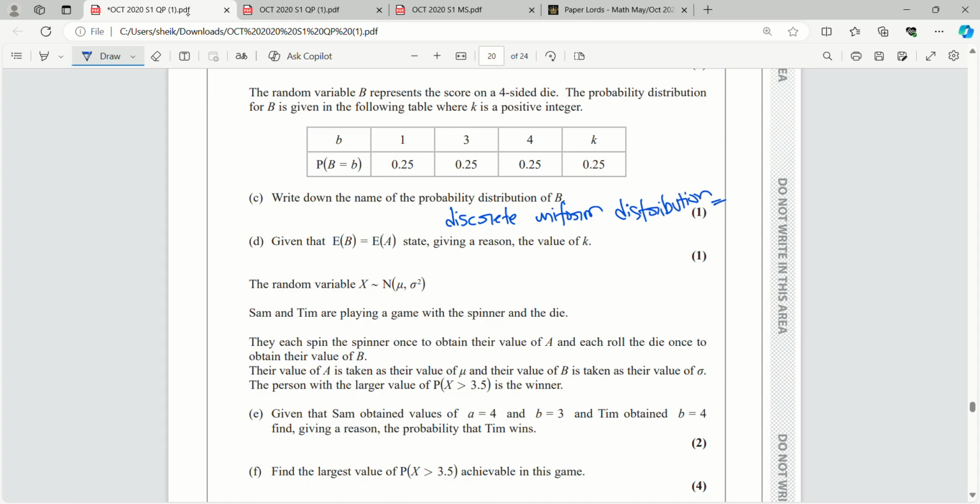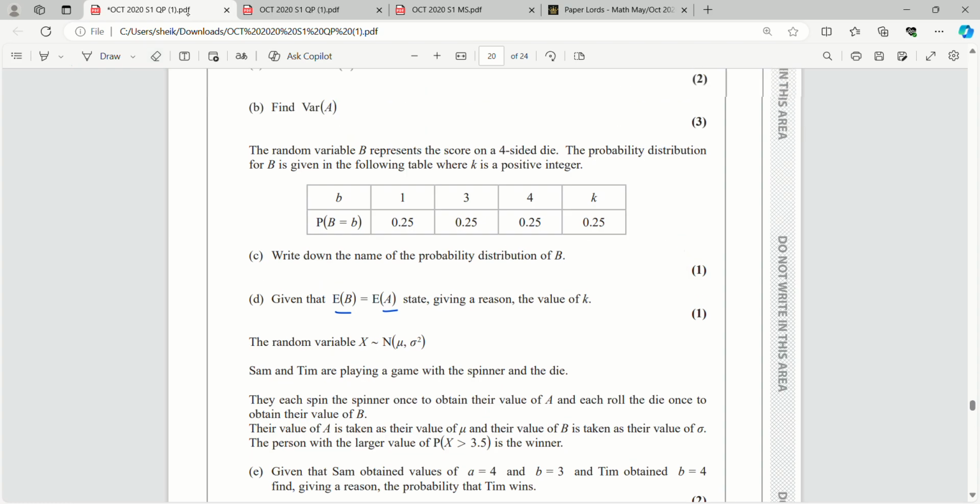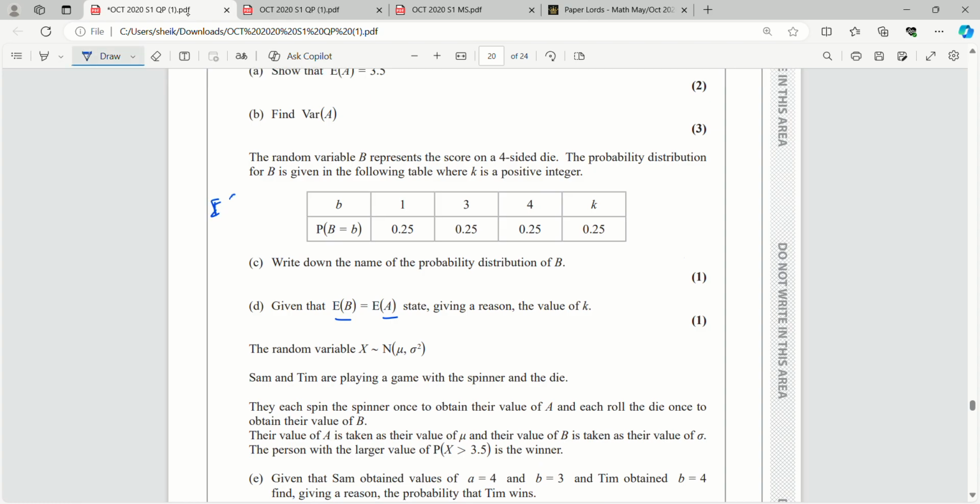Given that E(B) equals E(A), state, giving a reason, the value of k. So E(B) equals E(A), that means the expected value of B is also 3.5. That means 3.5 is right in the middle.